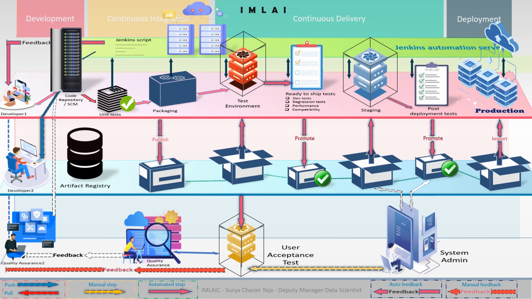At the same time, our testing servers and user acceptance servers will all send the manual feedback through quality assurance 1 and 2 back to the developers. This is how the whole system can be automated using the Jenkins server, Jenkins tool, or Jenkins application.